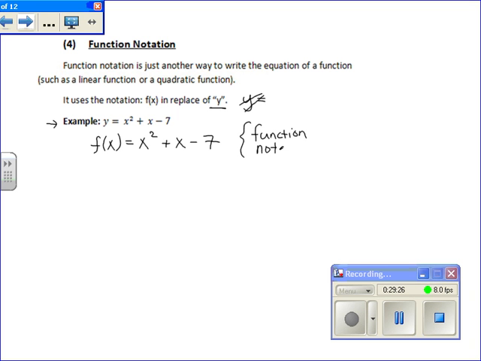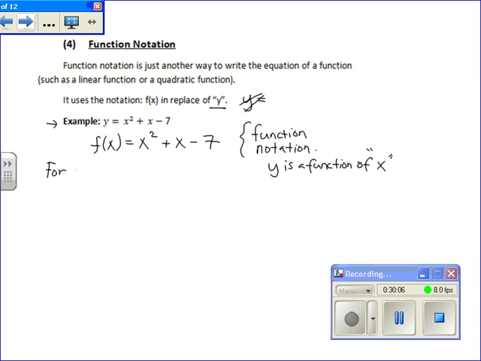And what it means is that quite literally y is a function of x, or depends on x. So instead of saying y equals, we're just saying a function of x, such that x squared plus x minus 7 will give me a value for my y. And the reason why we do it this way is because it's somewhat useful to us. If we have different values of x that we're plugging into our equation, it's really easy to show that using function notation. So let me give you an example.